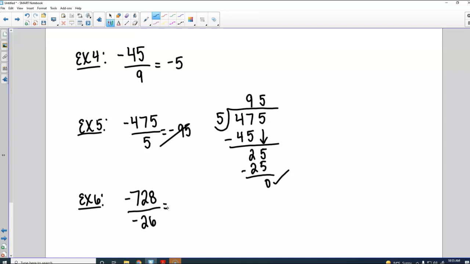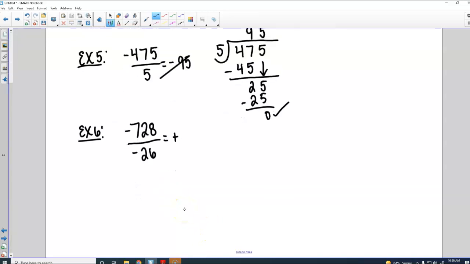So multiplication and division, ignore the signs. Just think about what the answer is going to be, right? If I've got negative divided by negative, it tells me my answer is going to be positive. So I'm not thinking about the signs past that. So I've got 26 here and 728. So I've got to ask myself, 26, will it go into 7? No, it will not. How many times will 26 go into 72?